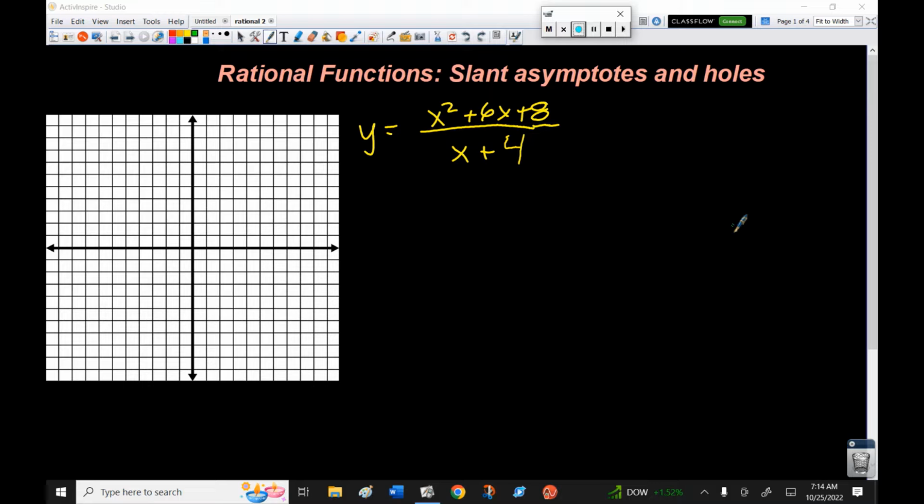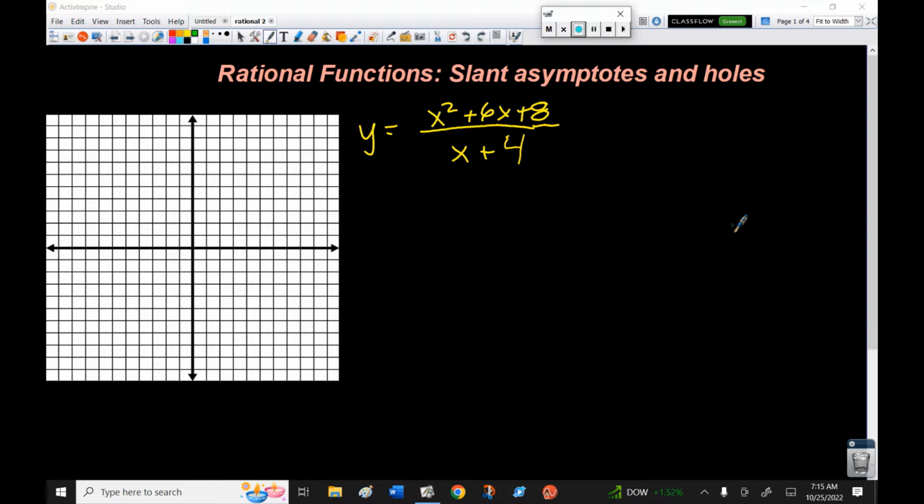Up to this point, you should be able to find vertical asymptotes and horizontal asymptotes and graphs that have those things. Well, what if they have slant asymptotes and holes? What do they look like? That's what we're about to investigate now. I will tell you, though, it is challenging because slant asymptotes and holes come from equations that look very similar.